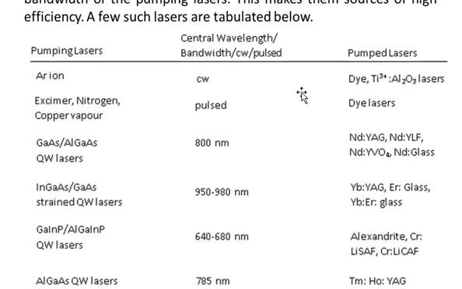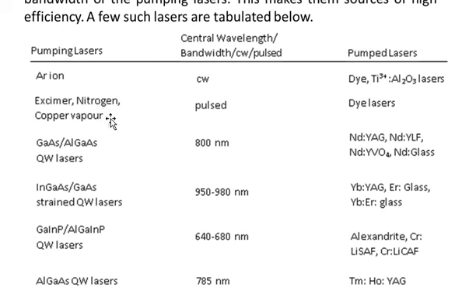In this table, on the leftmost side, the column contains the pumping lasers. In the center column, we have either the wavelength or the bandwidth or the status of the pumping laser, whether it is continuous or pulsed, and some particular wavelengths are also given. And in the third column, we have the lasers which are being pumped by the lasers on the left-hand side. So these lasers are pumped respectively by their corresponding lasers in the first column.